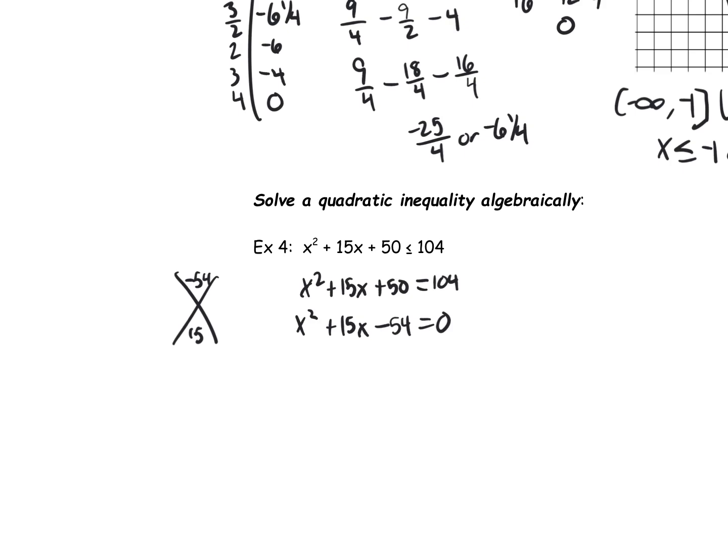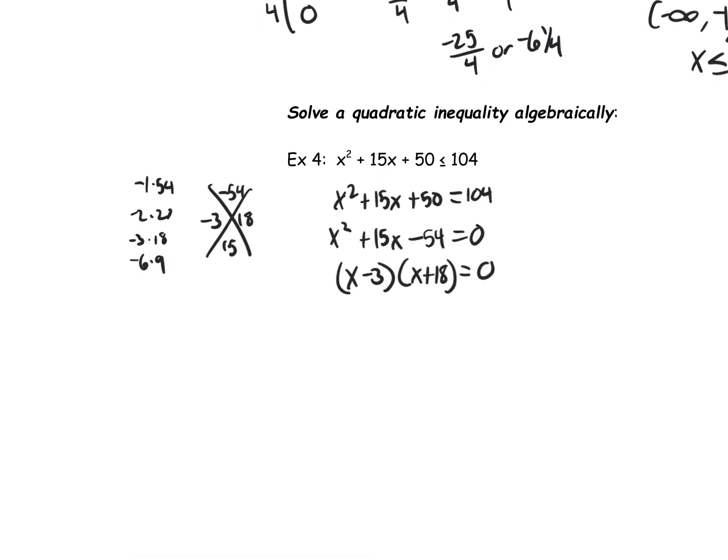One's positive, one's negative. The bigger one's positive because the bottom number is positive. So negative 1 times 54, negative 2 times 27, negative 3 times 18, negative 6 times 9. Well, the one that adds to equal 15 is negative 3 and 18. So x minus 3 and x plus 18 equals 0.